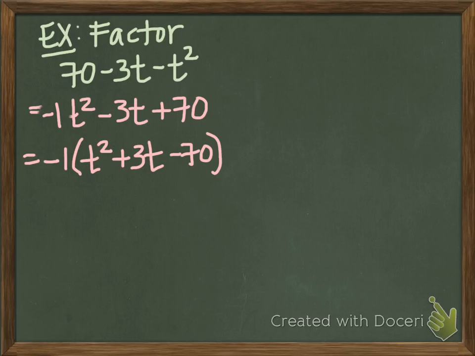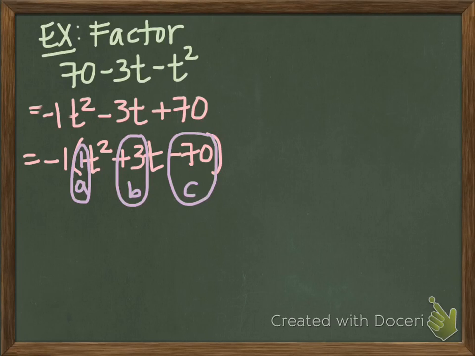Alright. Step 2, identify your A, your B, and your C of the resulting trinomial. So we'll worry about the negative 1 again at the end. So the A of my new trinomial is a positive 1 because I've made it that way. The B is now a positive 3, and the C is now a negative 70. Be really, really careful here.